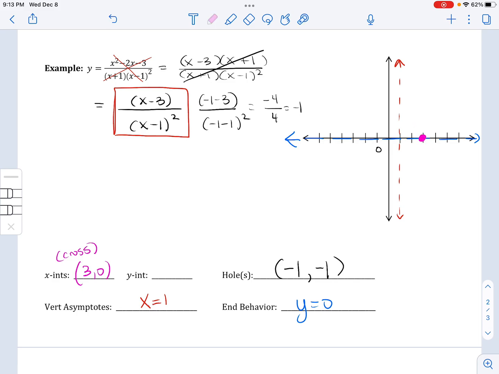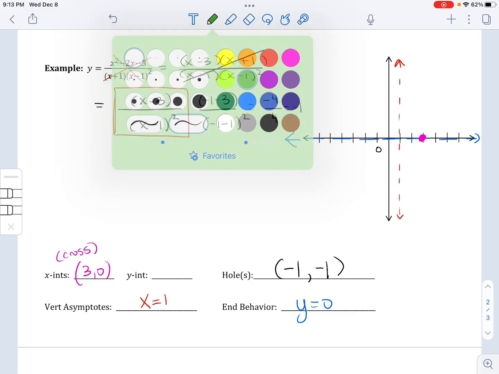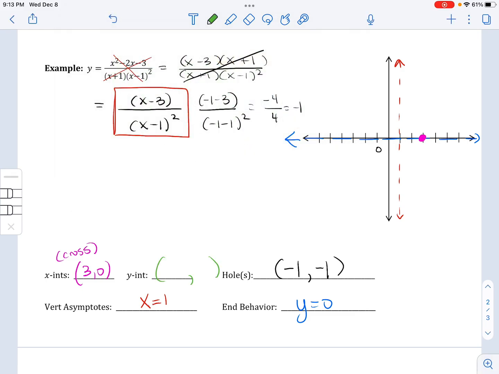Okay, the y-intercept. Again, I'm trying to switch my colors so that you guys can see where everything is coming from. So replace x with 0. If I do that, I get -3/1, which is -3. And that is actually really helpful, because now I know what's happening here. Now I know it's trending down.